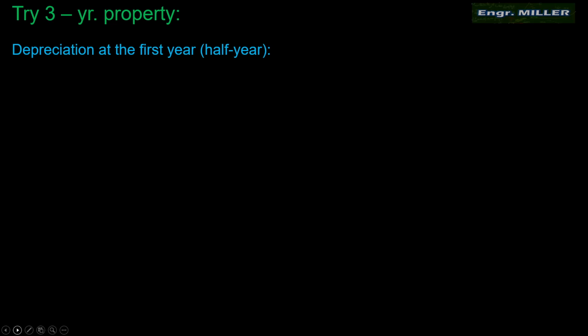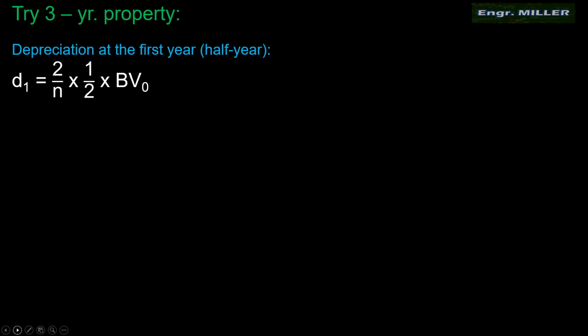Yung unang period, as I said, is half year. Or yung first year is a half year convention. So, what will happen here is dahil 3 years siya, 200% declining or double declining, so it becomes 2 over n times the book value. Kaya lang dahil ito ay half year lang, i-multiply mo siya ng 1/2. So, every time na ang kinocompute mo ay first year, imumultiply mo ng 1/2 kasi nga half year yon.